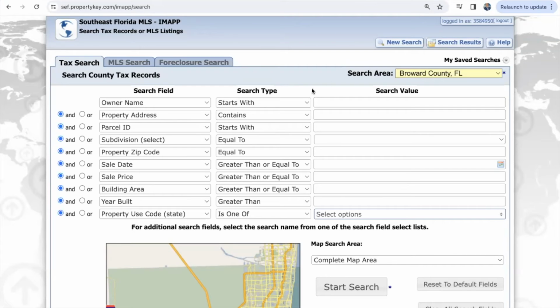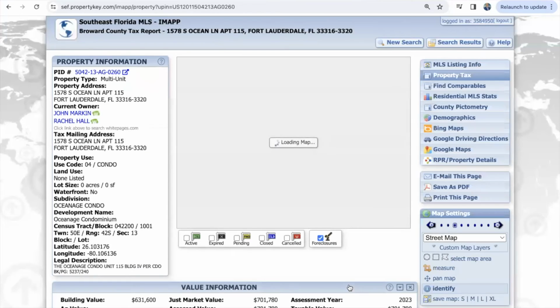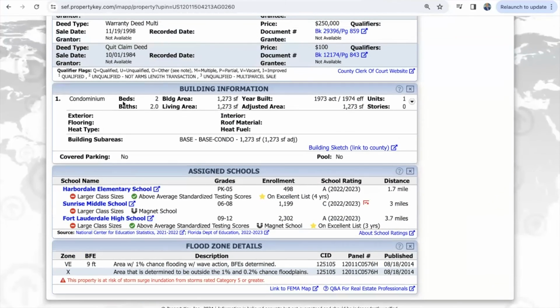All right. So we're gonna come here to IMAP and we're gonna do 1578 South Ocean. Right here, we put in 1578 South Ocean. And the apartment was apartment 115. All right, perfect. Thank you. So that's how you enter on IMAP. We're gonna click on start search, and there it is. So this is a 2-bedroom, 2-bathroom, 1,273 square feet.